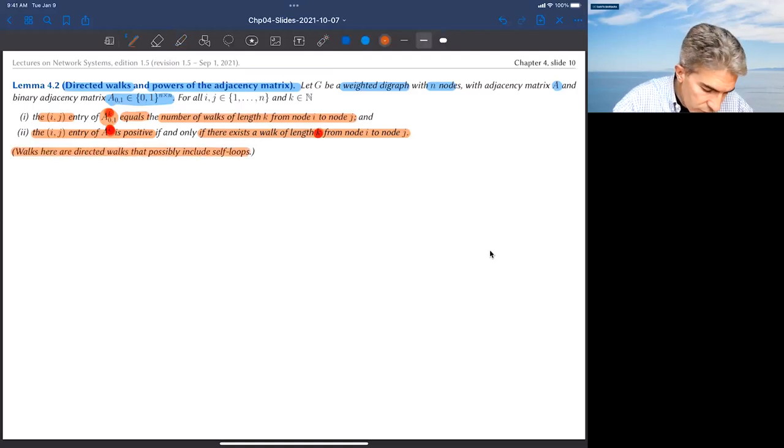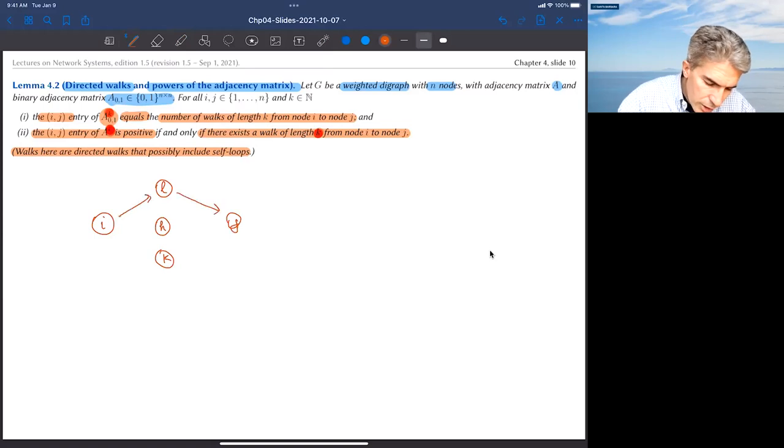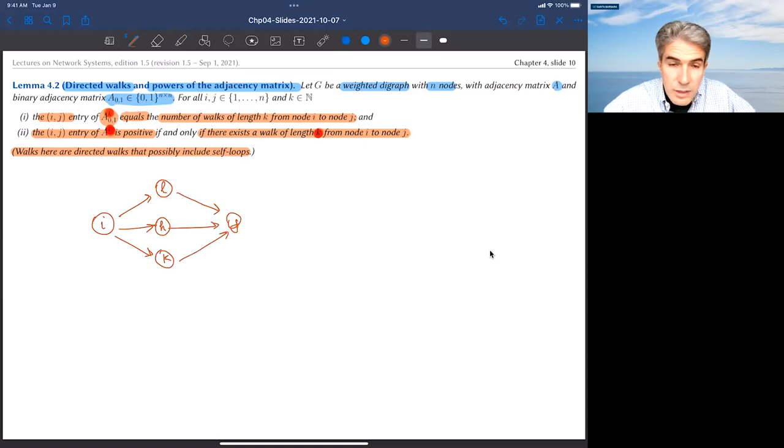So in other words, if you have a node i, then you have nodes h, k, and l, and then you have a node j there. If this is the situation, and let's say there are no other nodes that are connected from i and to j, then there would be three distinct paths that go from i to j of length 2. Perfect.